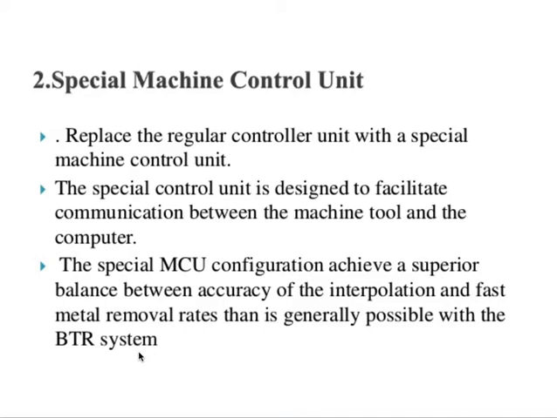If you see the relative features between BTR and SMCU, in the BTR system, an inferior balance between accuracy of interpolation and fast metal removal rate will be there. And in the SMCU system, the superior balance between accuracy of interpolation and fast metal removal rate will be a balanced one. BTR systems are hardwired and SMCU systems are softwired. In BTR systems, it is more difficult to make changes in the regular NC controller because rewriting is required. In SMCU, the control functions can be altered with relative ease to make improvements. The BTR system cost is very low, and the SMCU cost is very high.